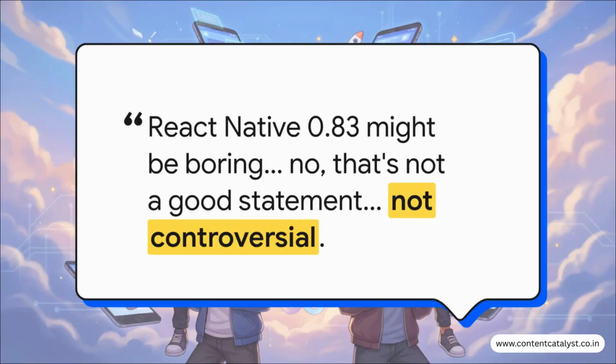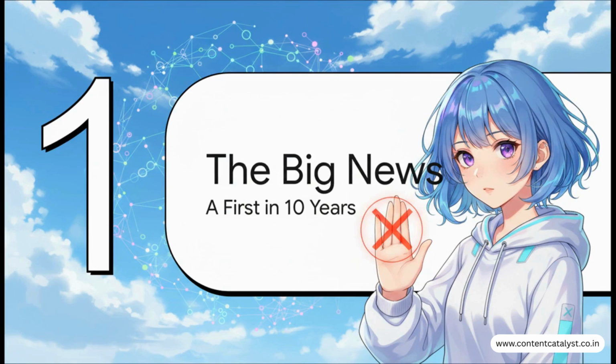In the world of framework updates, hearing something is not controversial is honestly one of the best compliments you can give. It means stability, it means predictability, and frankly, it means a much smoother life for us developers. And that, right there, is the big story. And that brings us to what makes this release so special. It's actually all about something that didn't happen.